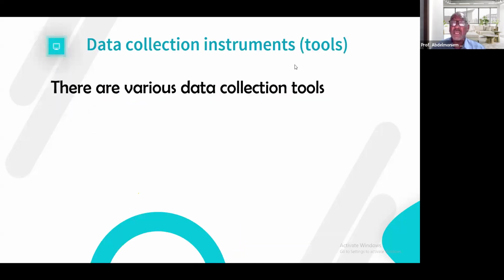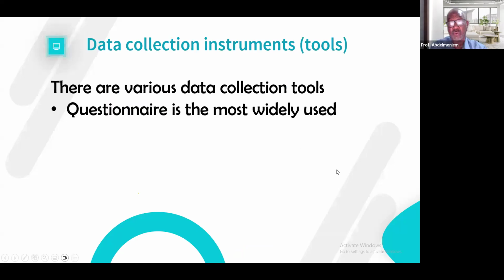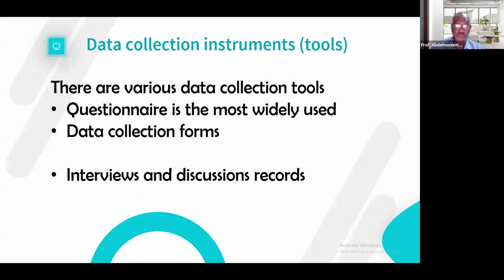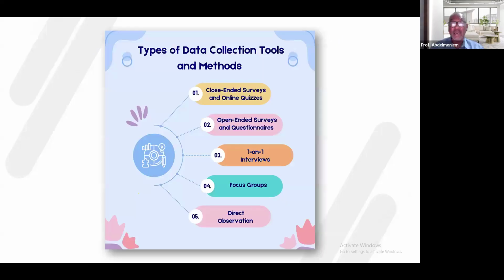There are various data collection tools. Of course, questionnaire is the most widely used one, but there are data collection forms, not necessarily questionnaires, and there are interviews and discussion records, and there are checklists. And these are the data types and methods used for research: closed type surveys, open-ended surveys, one-on-one interviews, focus group discussions, direct observation, etc.